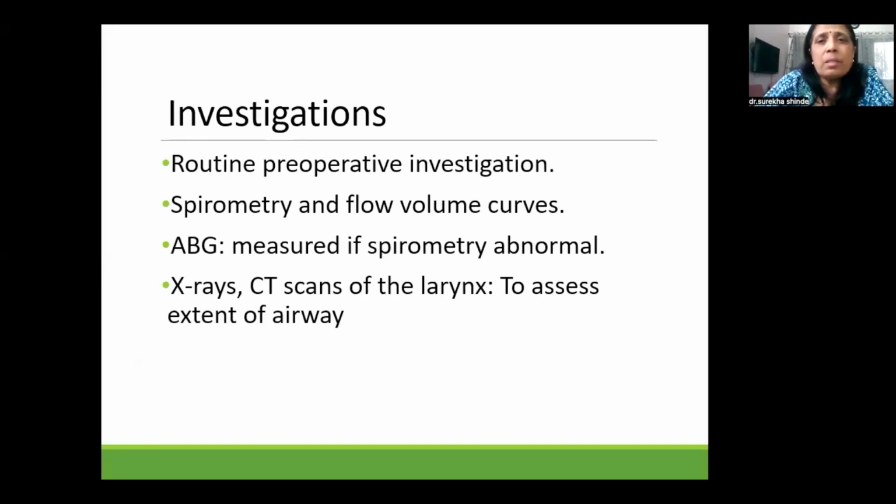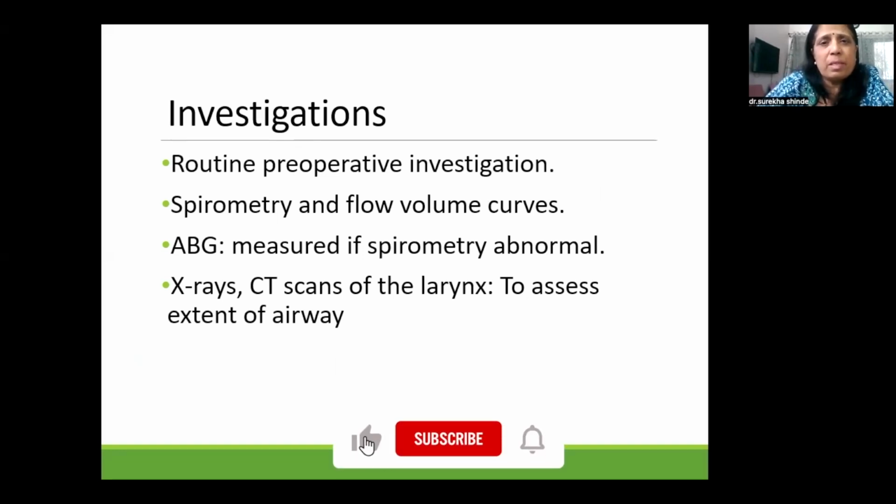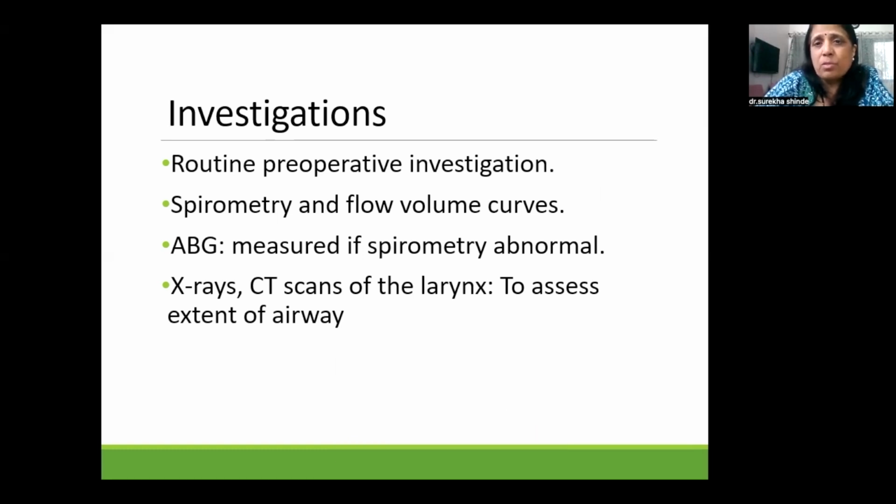Coming to investigations, like routine, we have preoperative investigations like any other case, especially spirometry and flow volume curve, because this patient can have extrathoracic obstruction. So that also must be documented. If the patient's spirometry is abnormal, you have to go for ABGs also. X-ray, CT scan of larynx, everything has to be done to assess the extent of the airway. But the surgery time is very short, and the kind of catastrophe the patient can face can be very lethal. So you have to be very careful while selecting the patient and optimizing.